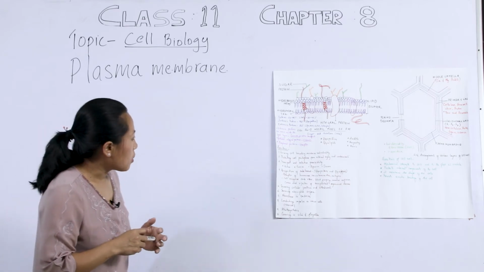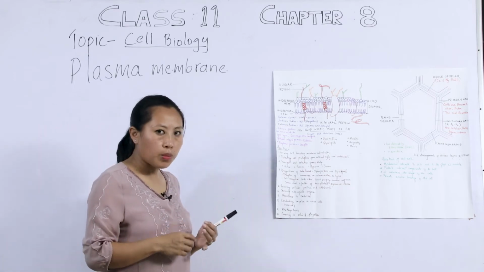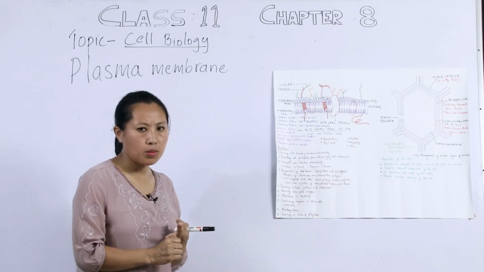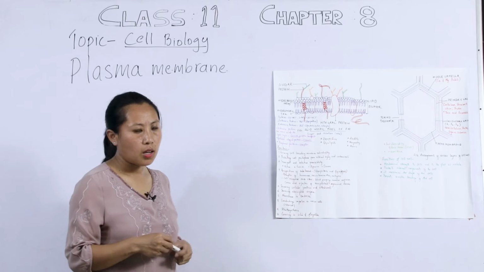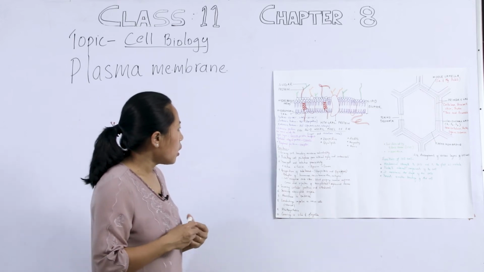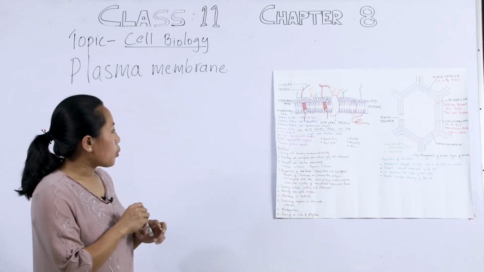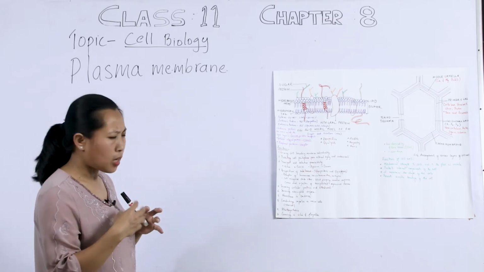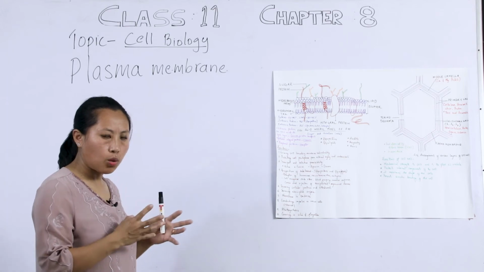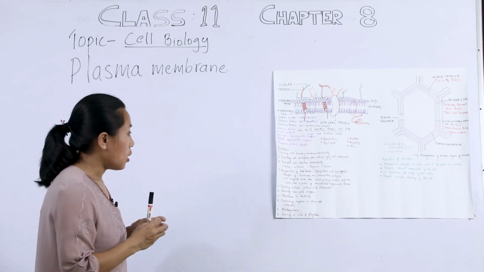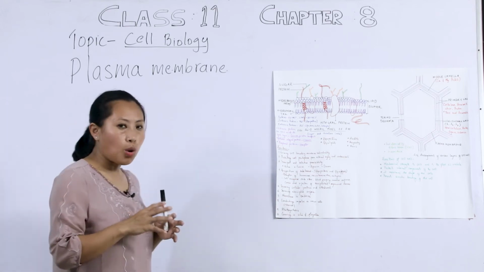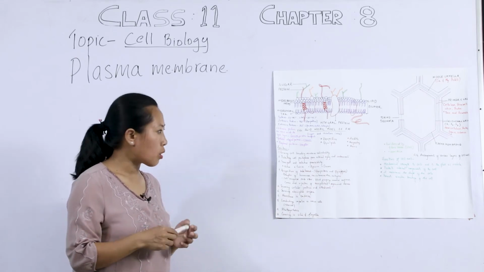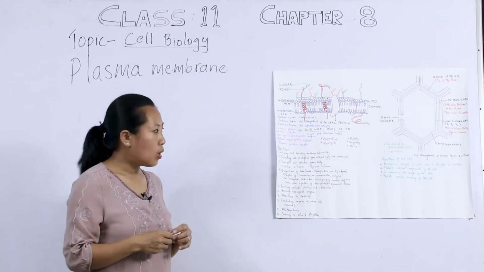So the proteins present on the plasma membrane act as carriers, they can act as enzymes, they act as channels, and they also act as receptors. The proteins associated with oligosaccharides are known as glycoproteins, and they act as receptors. Even some of the lipid molecules are associated with sugar molecules or oligosaccharides, and they form glycolipids.